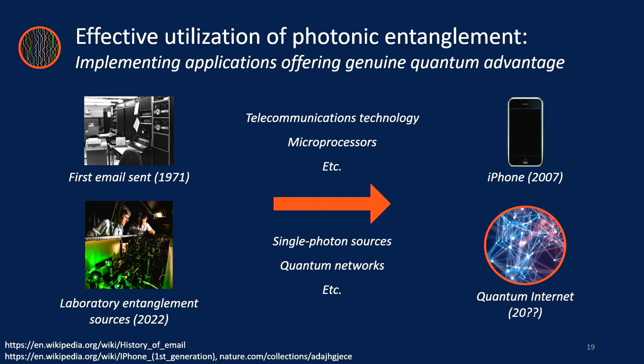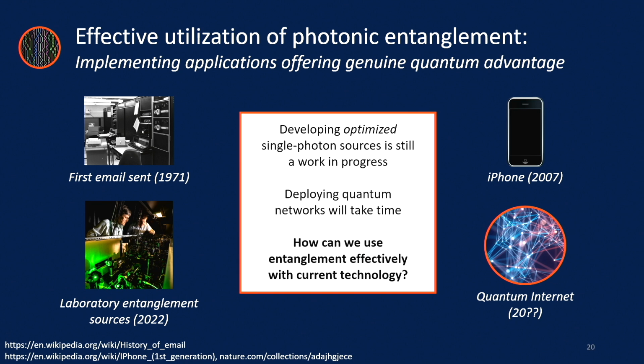In our case, we now have laboratory entanglement sources that can generate entanglement. However, their immediate applications are limited because we need to develop single photon sources, quantum networks, et cetera, before we can implement something like a quantum internet. Developing optimized single photon sources is still a work in progress, and deploying quantum networks will take time. So my question is, how can we use entanglement effectively with current technology?